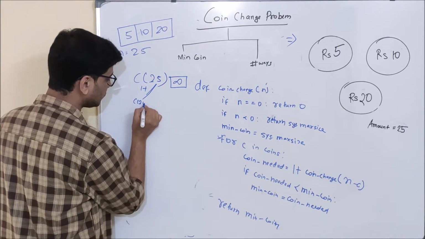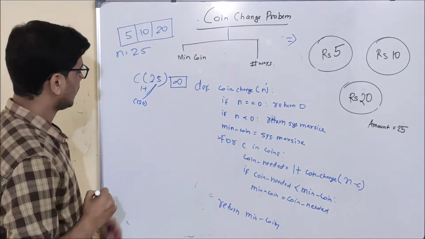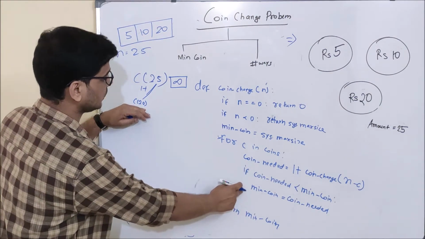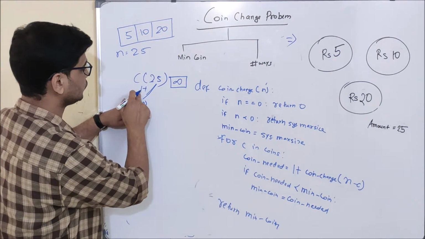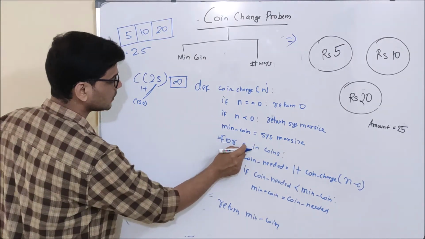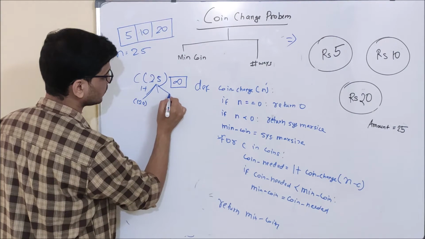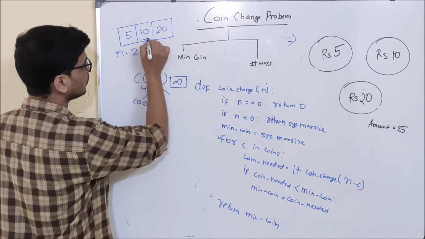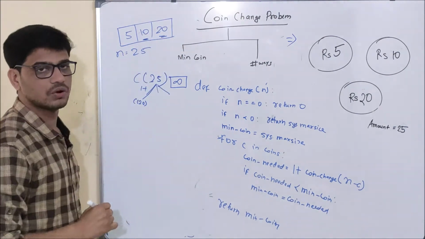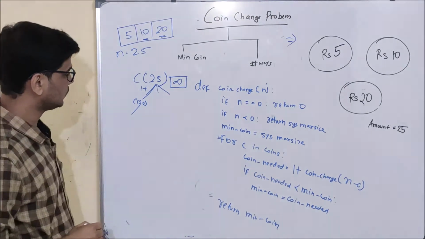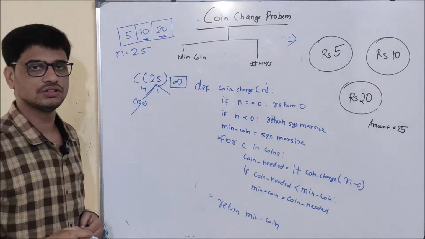So C of 20 will be called, and when C of 20 is called, this line will be on hold for this particular function. C equal to 5, and C equal to 10 and 20 will also be on hold. That is the trying of these two coins. Okay. So what is going to happen is C of 20 will come for its own execution.